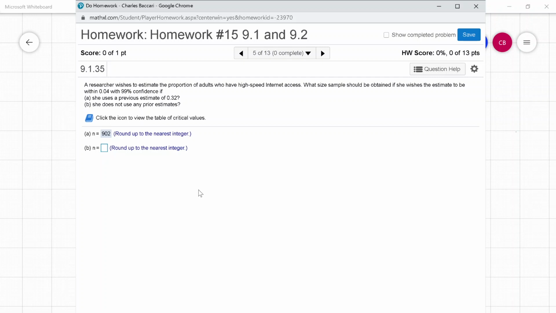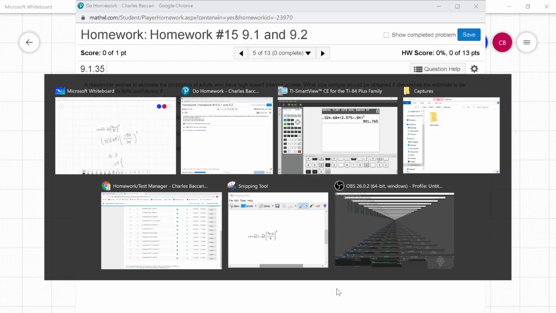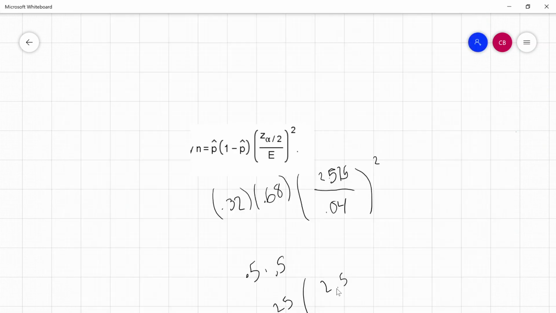But now let's say that we don't have a previous estimate of 0.32. What ends up happening is you assume that the proportion is 50-50. So you're going to have 0.5 times 0.5, which is 0.25. And then we have the same exact values for the next part: 2.575 and 0.04 squared.